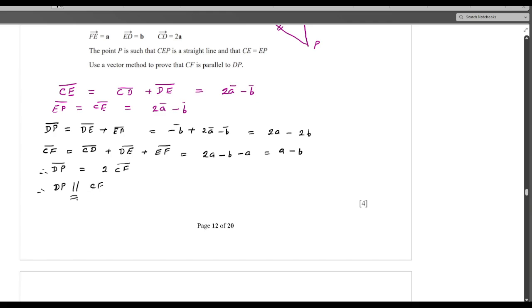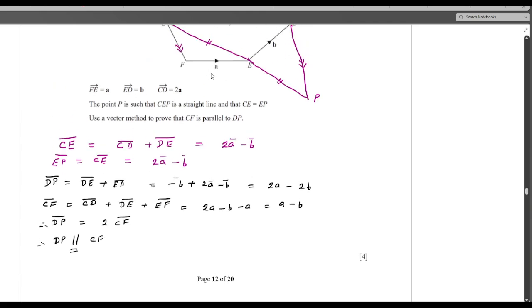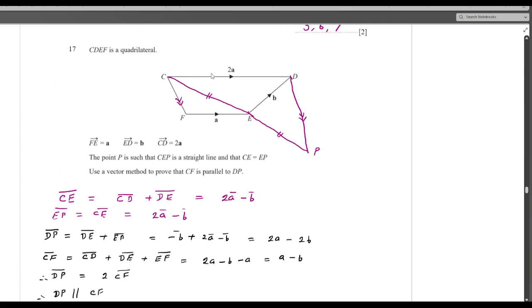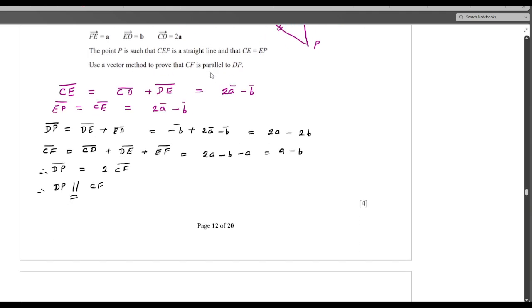Now these two vertical lines indicate parallel. So your DP is parallel to CF. Using vector method, we have to prove that CF is parallel to DP. So therefore I will write, therefore your CF is parallel to DP.